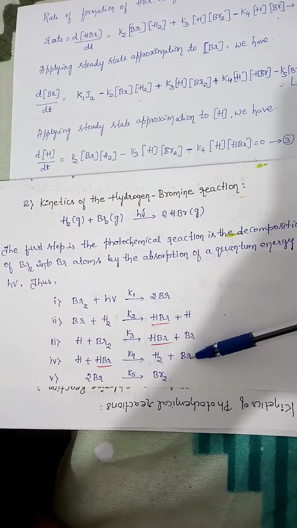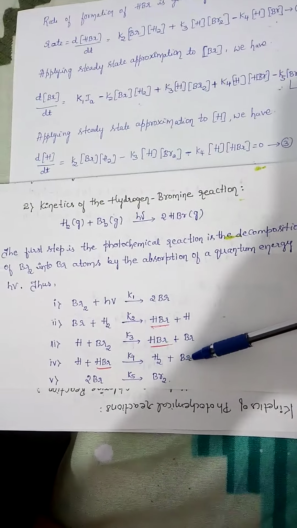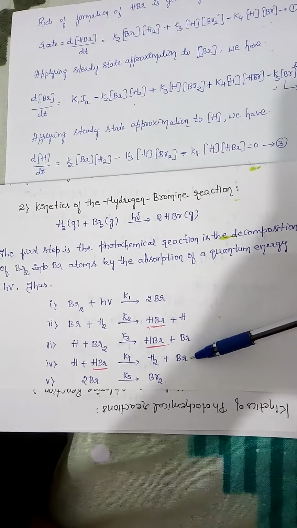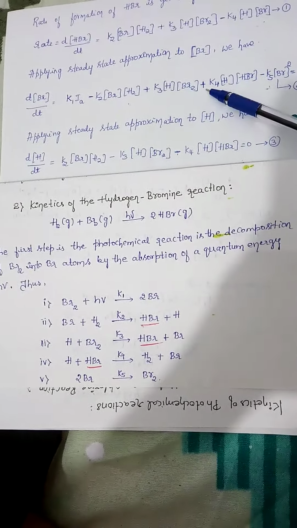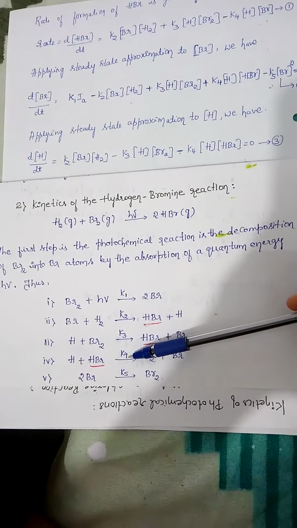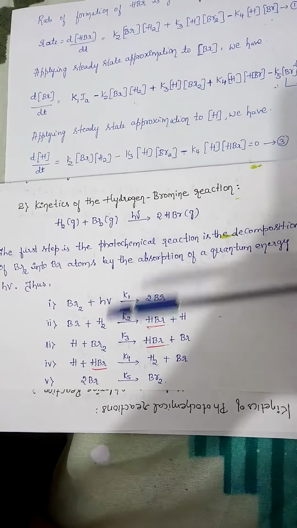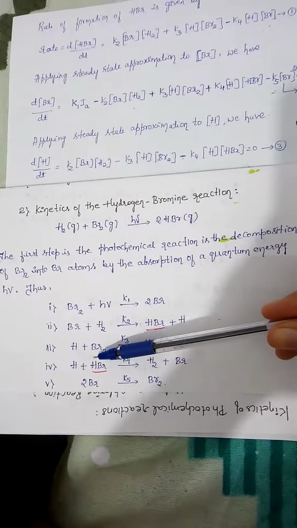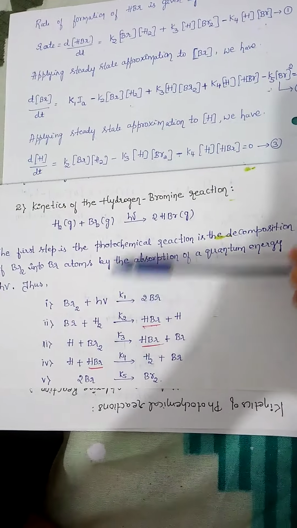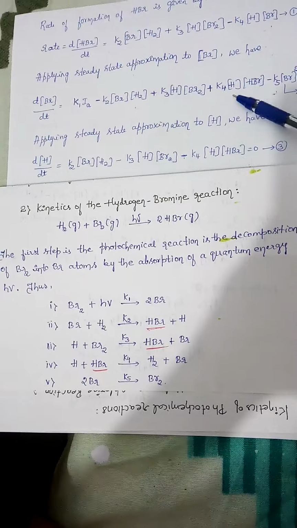Next, see the fourth step. In the fourth step, the bromine is present in the reactant side. Hence, you have to write a positive sign, that is plus. Write the rate constant K4. So write K4 into concentration of H into concentration of HBr. Okay, this is the fourth step.